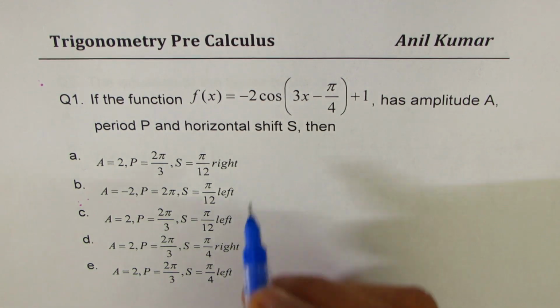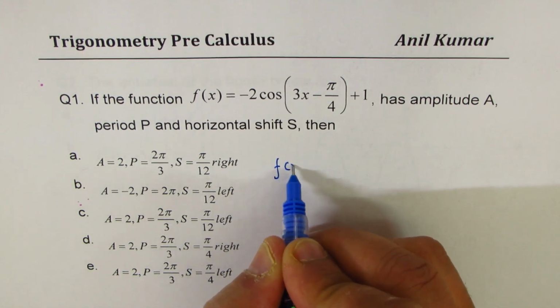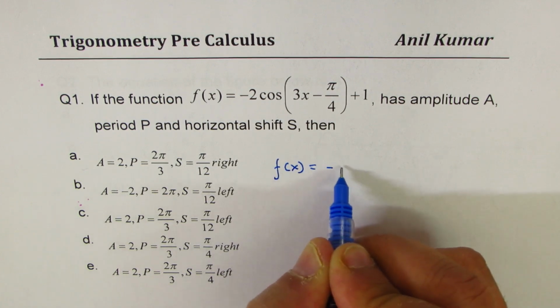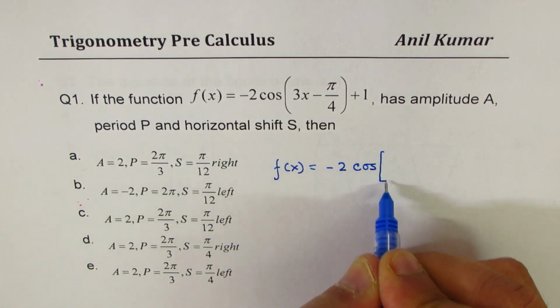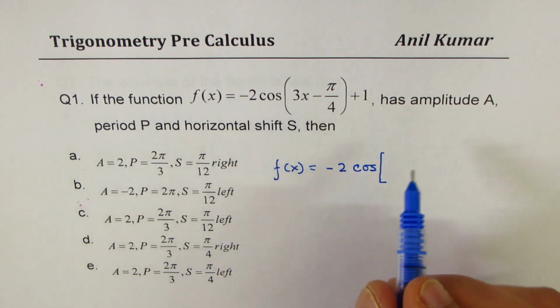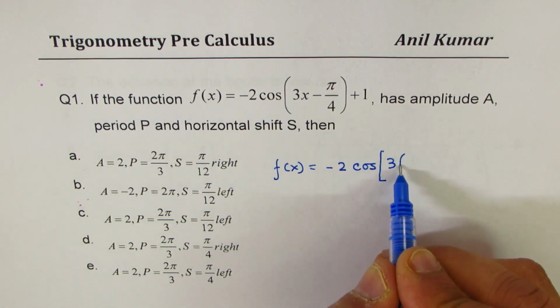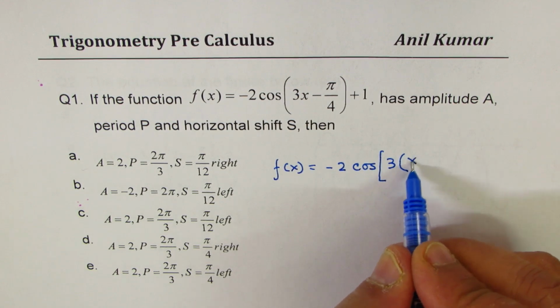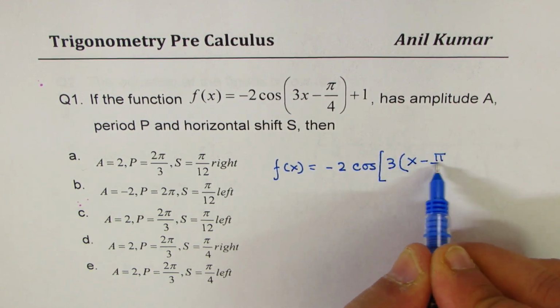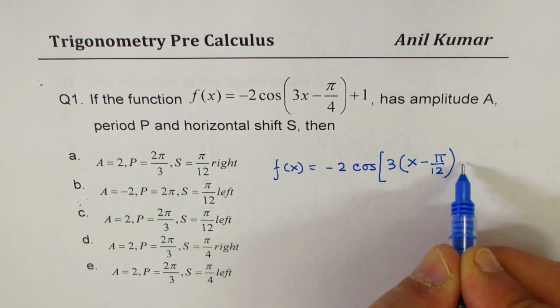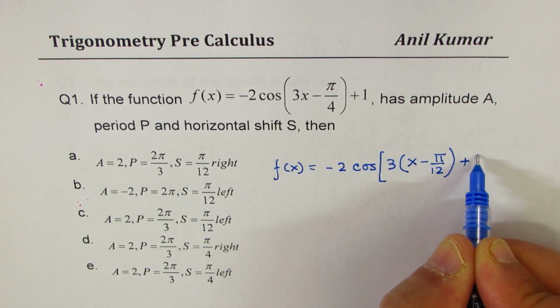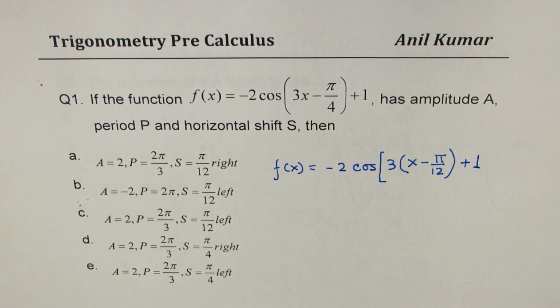Before we answer, it is good practice to rearrange the equation. You will understand why I am doing so, because when you rearrange you can clearly read. Now 3 should be factored out, that is a critical step. Once you factor 3 we get x minus pi by 12. Now we know what phase shift is, it is pi by 12. Okay, now I think it becomes very simple to answer this question.